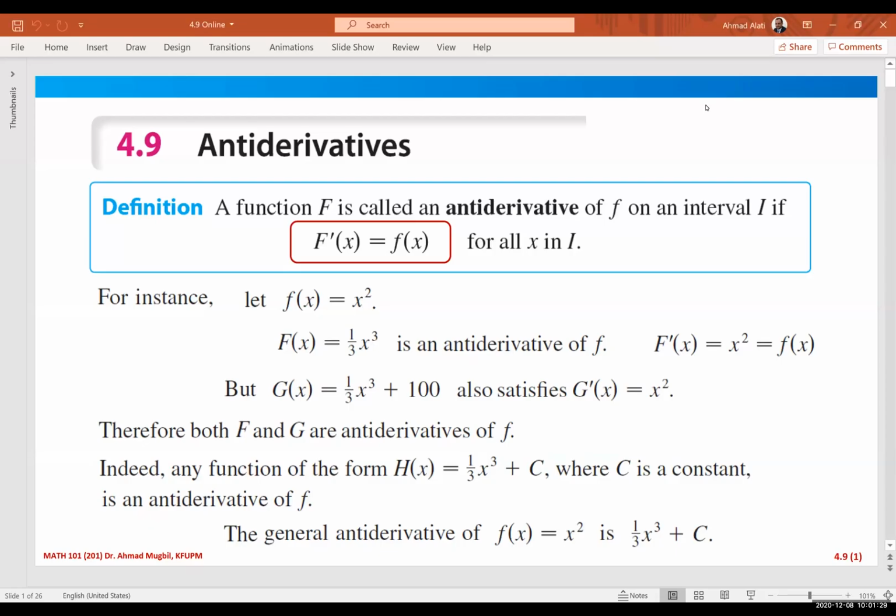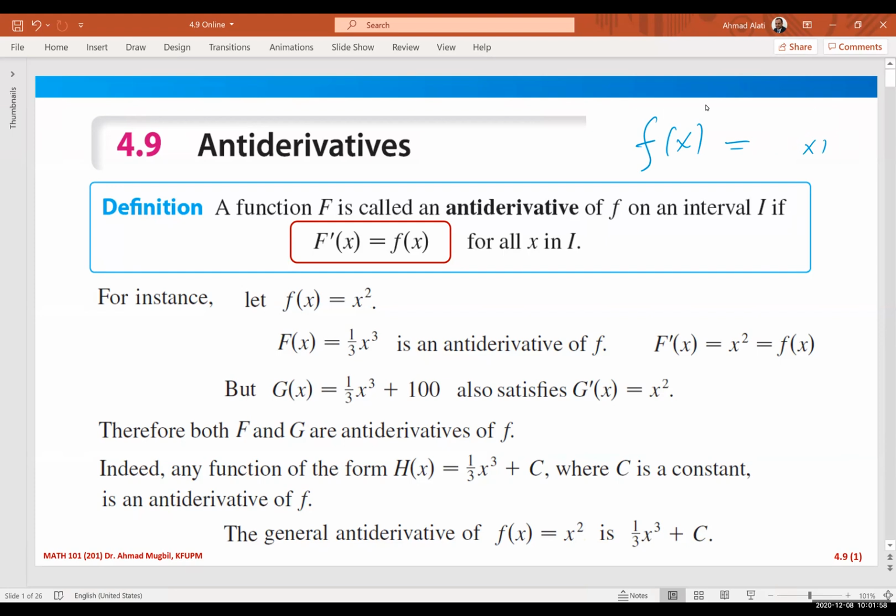Antiderivatives. The process here is totally the opposite of differentiation, so this is why we call it anti. Here we will look at a function whose derivative equals our function. The function will be given to us. We will not find the derivative. No, we will find a function, capital F, the antiderivative, that if we differentiate, we will get our function back.